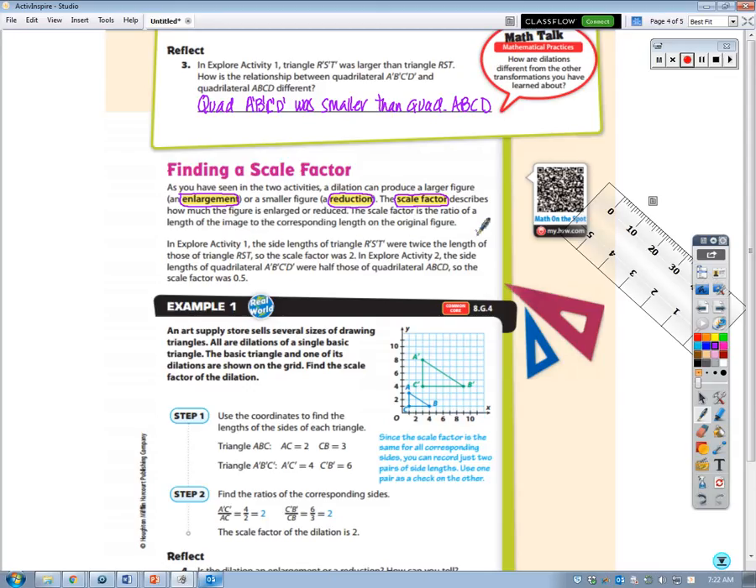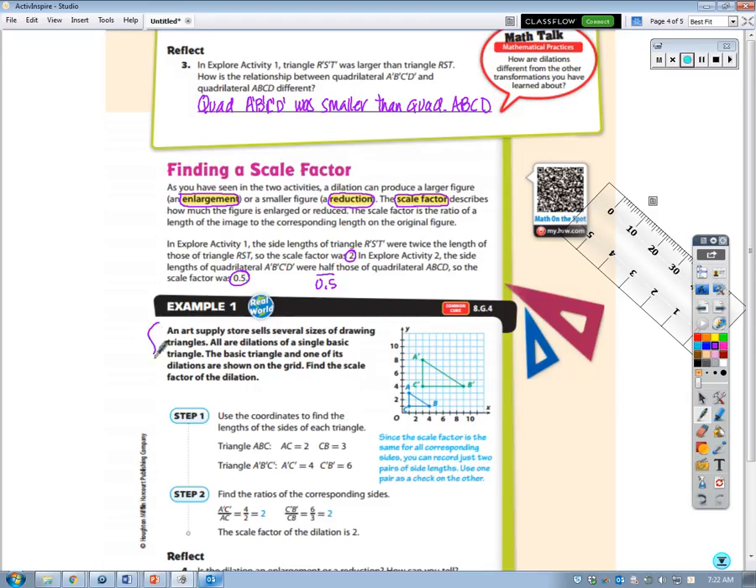Okay, so in Explore Activity 1, the side lengths of triangle R'S'T' were twice the length of the triangle RST. So the scale factor was 2. That was that ratio that we found, right? In Explore Activity 2, the side lengths of the quadrilateral A'B'C'D' were half, right? So that was that 0.5 that we found of the quadrilateral ABCD. So the scale factor was half. So when you find those ratios, that's what's giving you your scale factor.